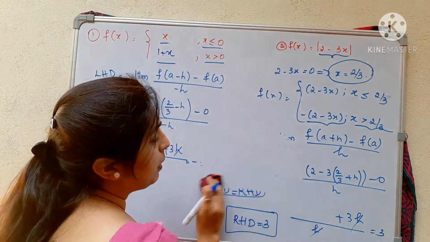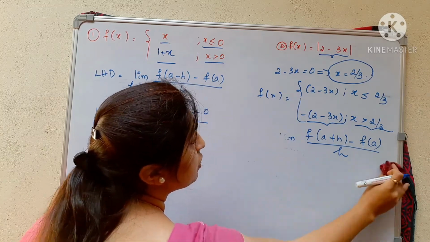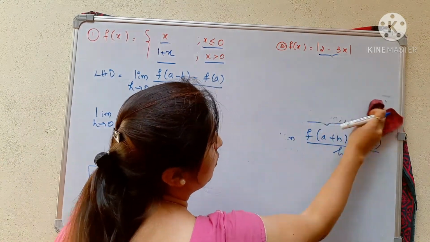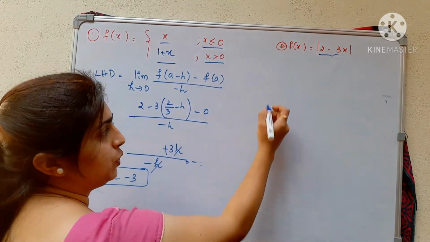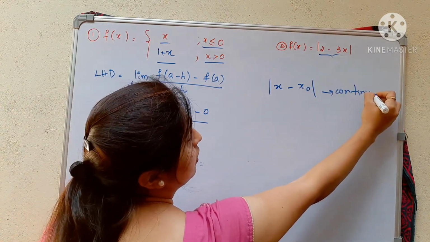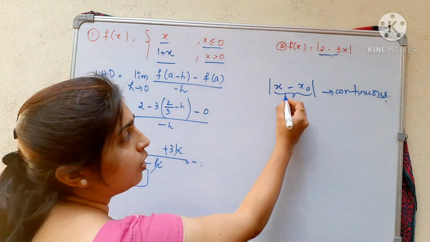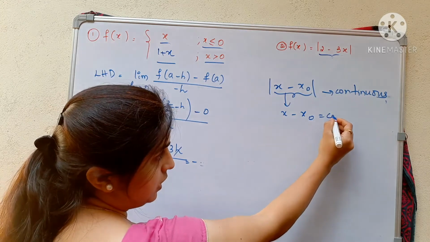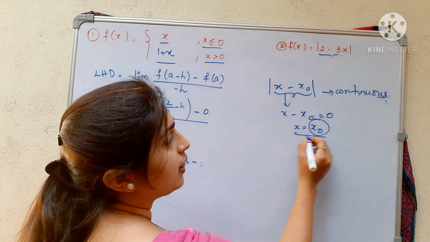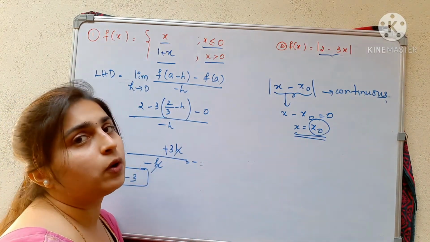In my previous video I had taken mod x, and I found that that function is not differentiable at x equal to 0. So in general, the mod function will be continuous. But remember, if I substitute whatever the value is inside the mod equal to 0, x will be equal to some value x naught. At that point the function will not be differentiable, but at all the other points it will be differentiable.